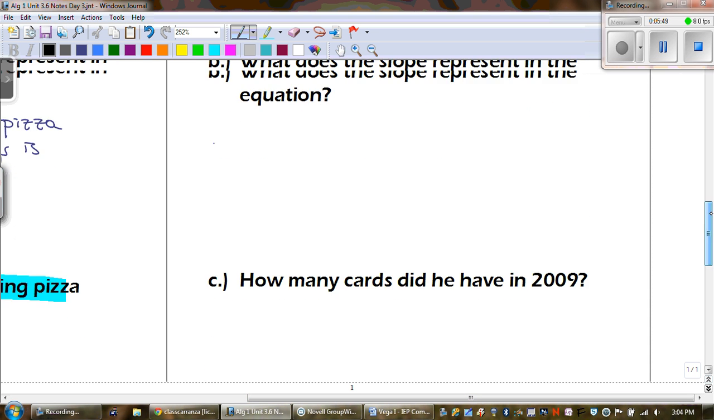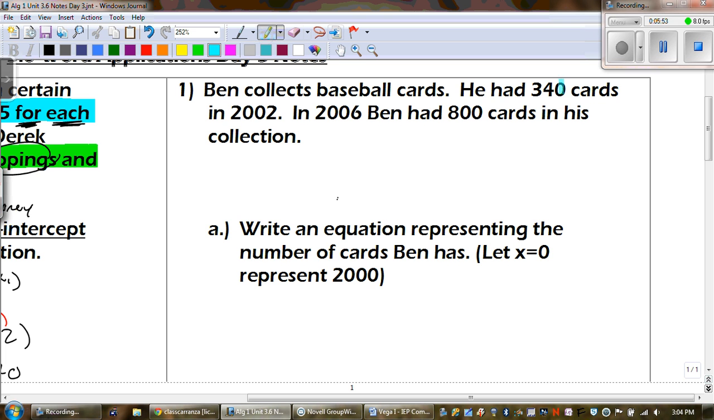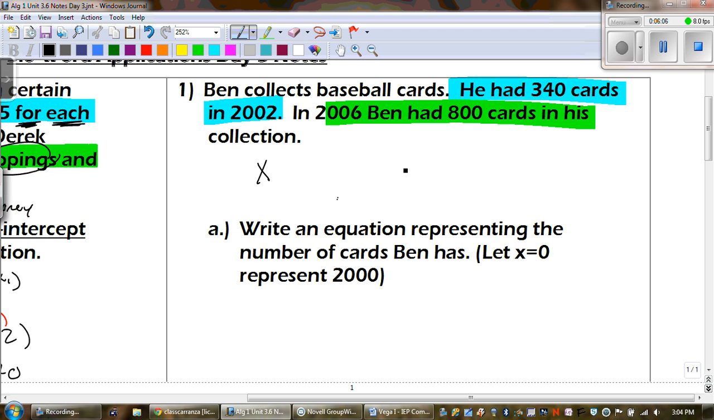All right, now let's go to the problem on the right. It says Ben collects baseball cards. He had 340 cards in 2002, and in 2006, Ben had 800 cards in his collection. So, what's our x and what's our y?